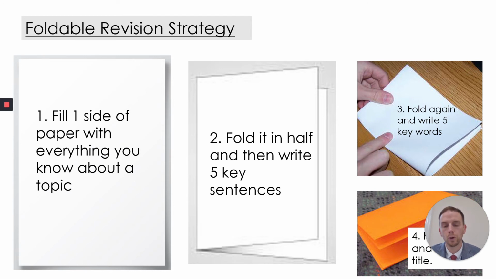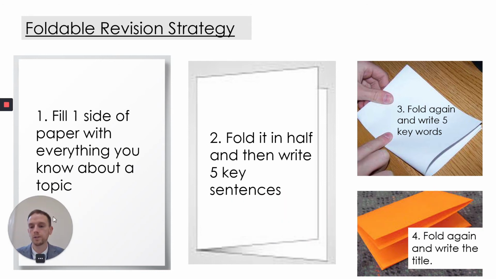Something which we're also promoting is this idea of a foldable. A foldable is another way of condensing down information. And what you do with a foldable is you fill one side of A4 with all of the information you know about a topic. Then you fold it in half and condense that down into 5 key sentences. Fold it in half again and then write onto that smaller piece of paper just 5 key words about that topic, and then finally fold it in half one final time and write the title of that topic onto that sheet.